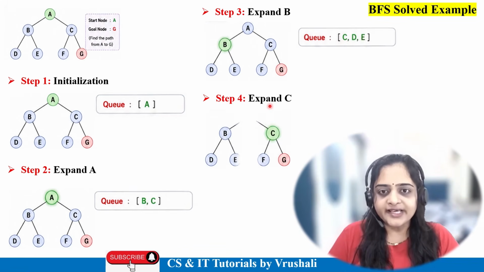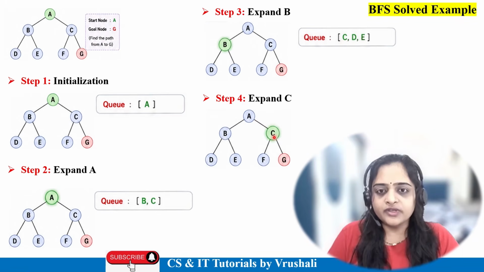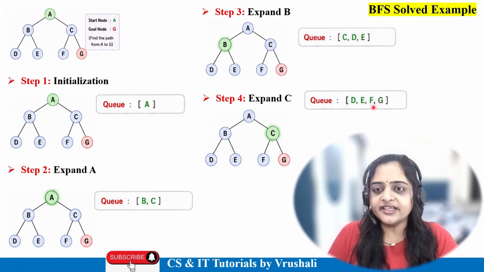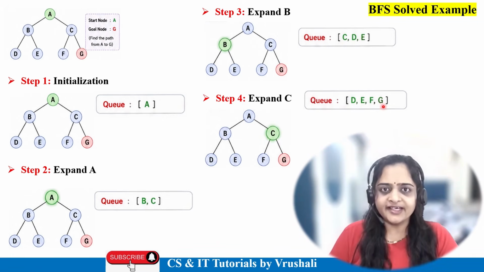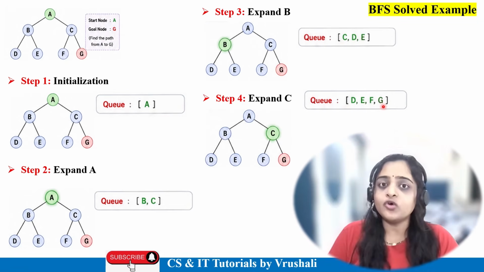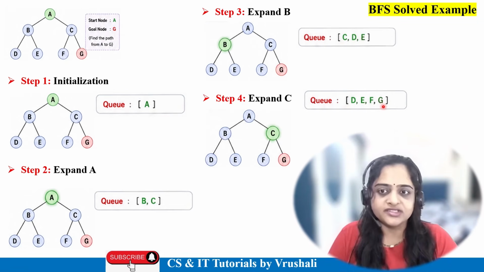Now on top of the queue is C. So the next step is to expand C. After expanding C, which are the next nodes? F and G. So mention here F and G, right? In the queue, you have to store only visited and exploring nodes.